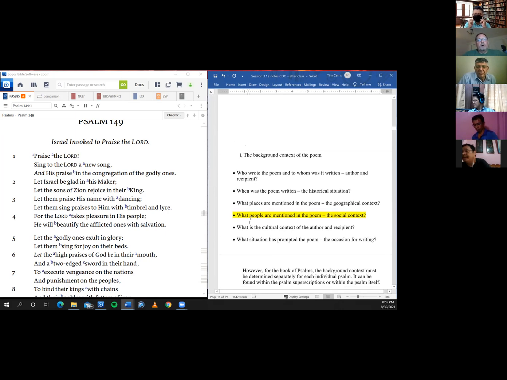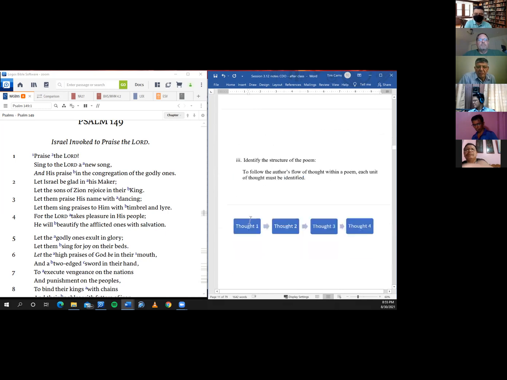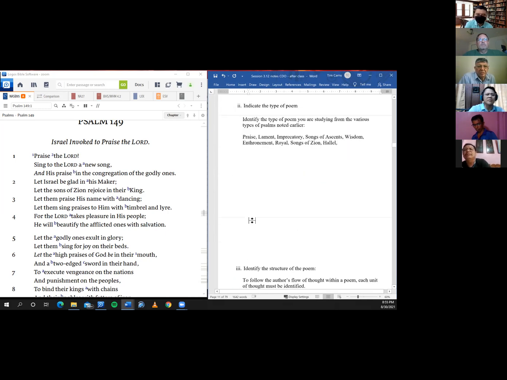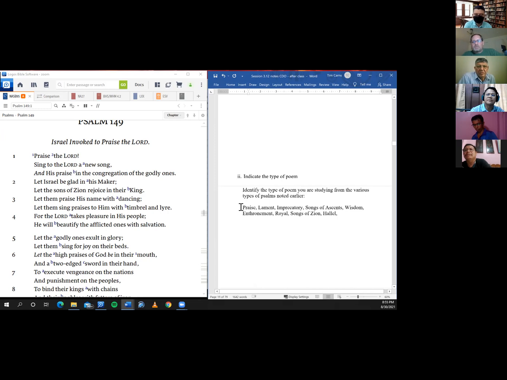And then the type of poem. It's helpful to remember, again, last week, or sorry, was it the week before, I believe. The week before, we talked about the various types of psalms that there are. You can collect psalms in a few categories. And so we talked about praise psalms. We really call it praise and thanksgiving as a category. Lament and imprecatory. Again, remember, imprecatory was sort of a subclass of laments.